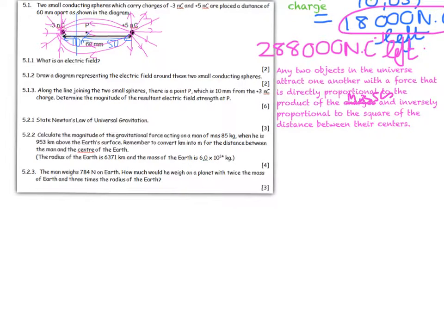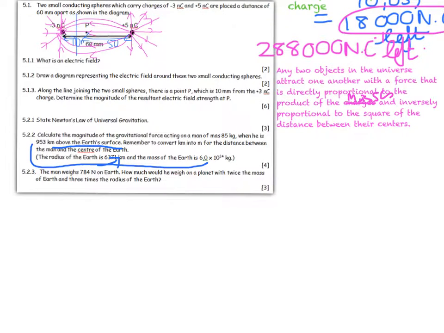The next thing that we need to do is we've got to calculate the magnitude of the gravitational force acting on a man of 85 kilograms when he is a certain distance above the Earth's surface. So I need to add this 953 to the radius of the Earth and convert that into meters.